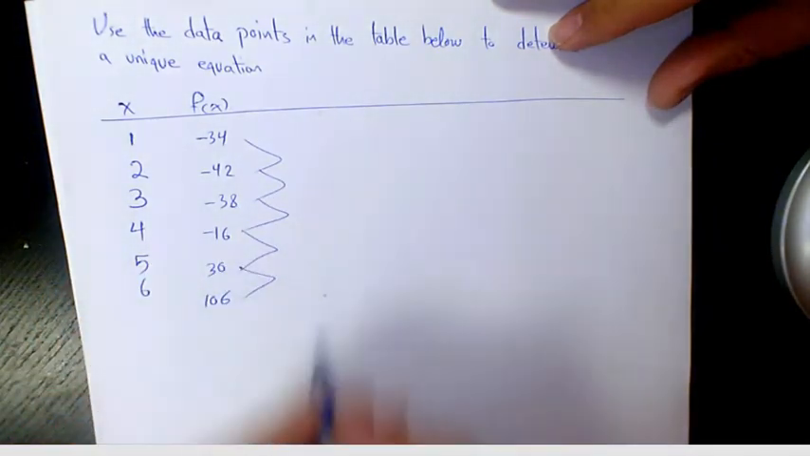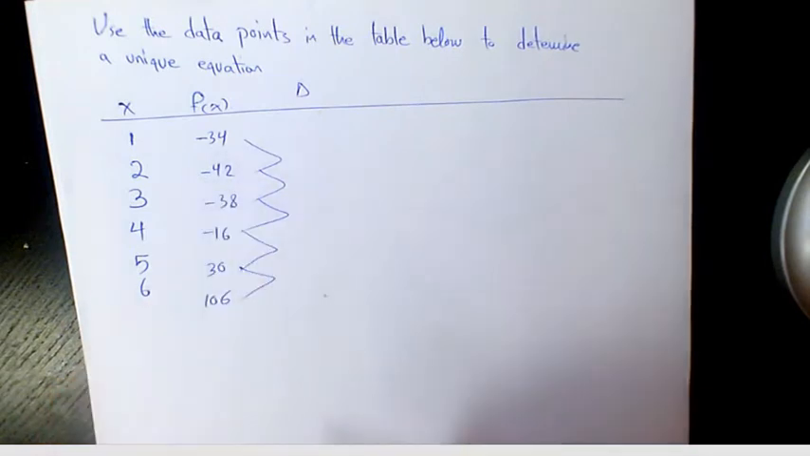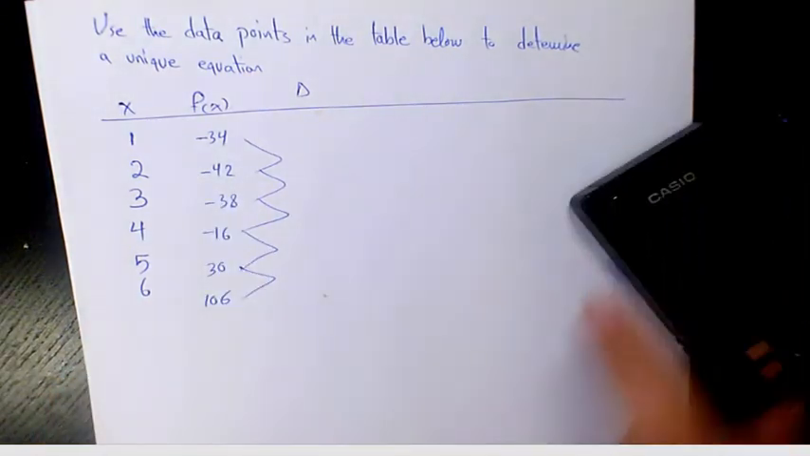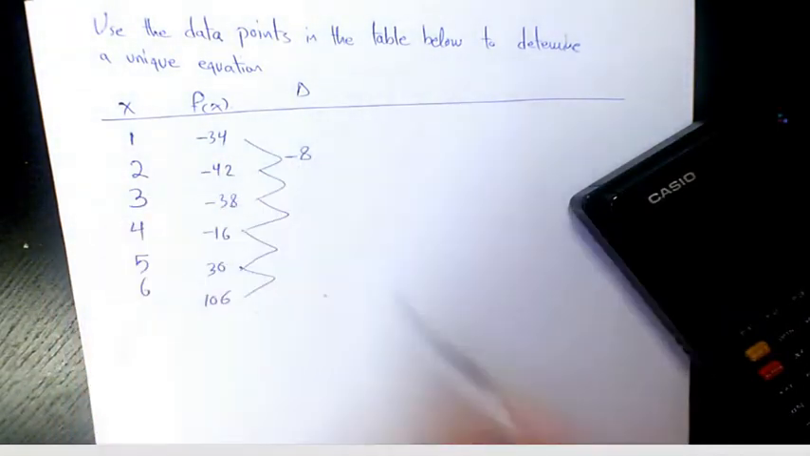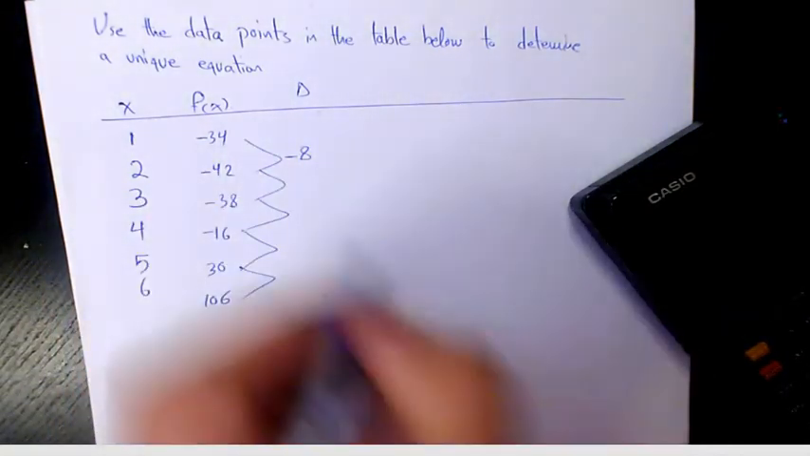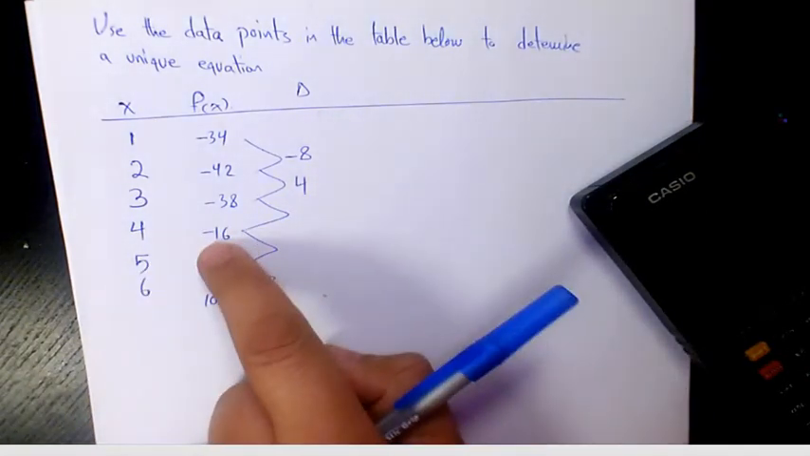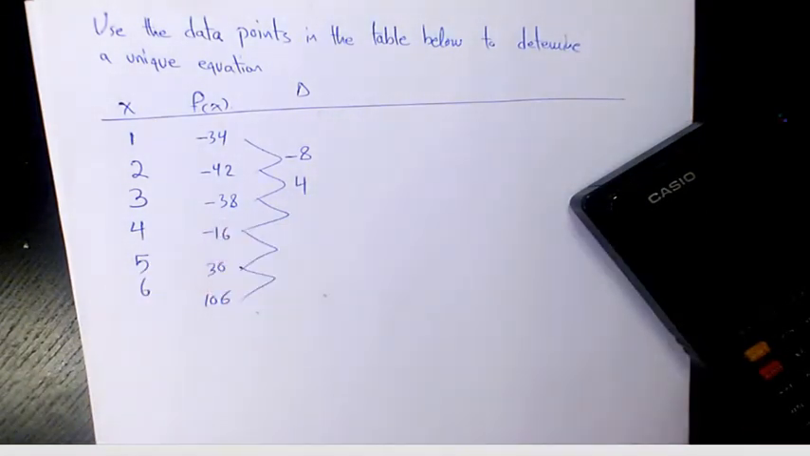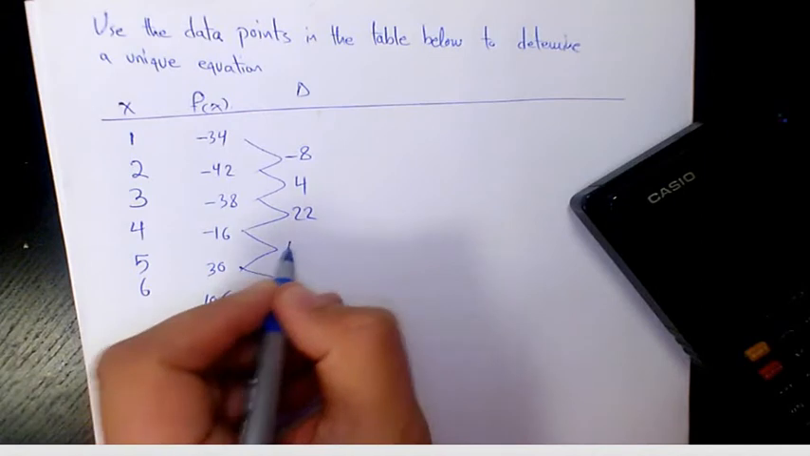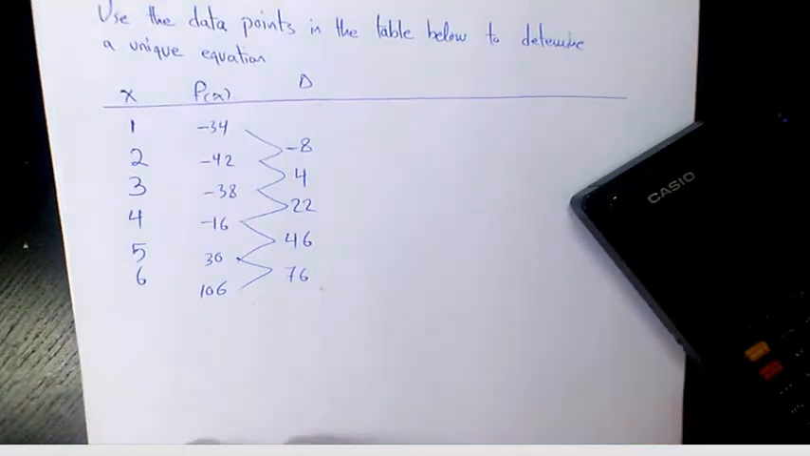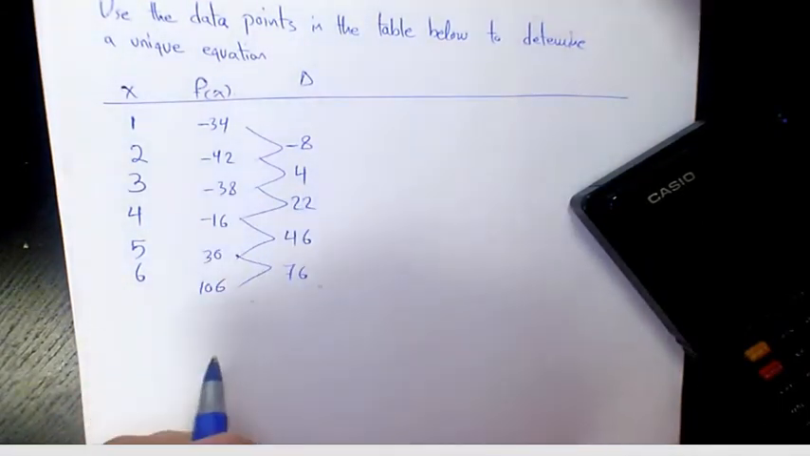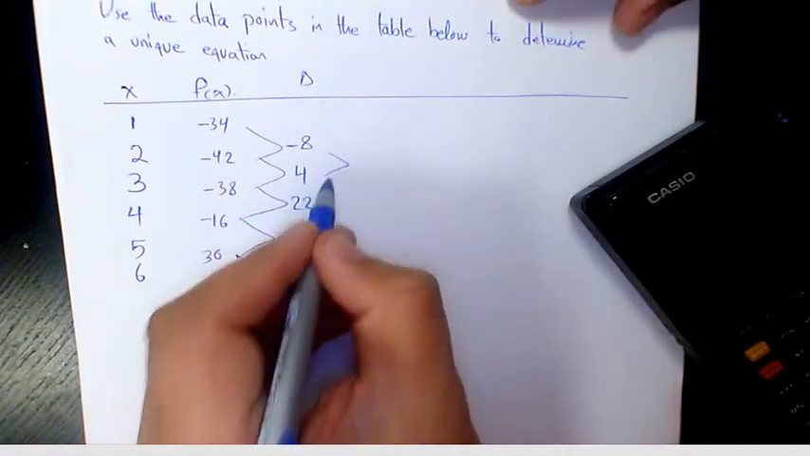First of all, we need to find the first difference, which is going to be negative 42 minus negative 34, which is negative 42 plus 34. That's going to be negative 8. Negative 38 plus 42 is going to be 4. Then negative 16 plus 38 is 22. 30 plus 16 is going to be 46. And 106 minus 30 is going to be 76. Since they are not equal, we're going to say that this is not a linear function.